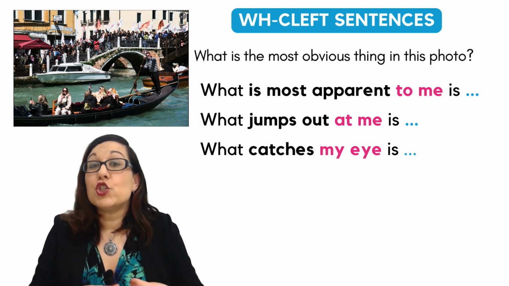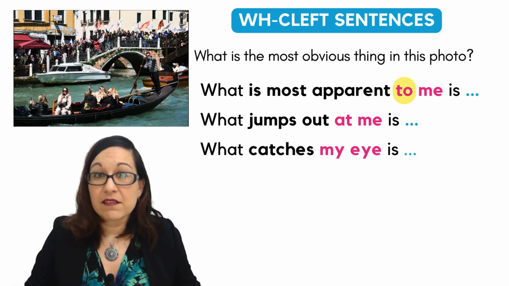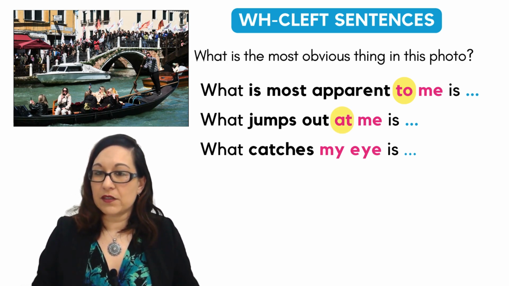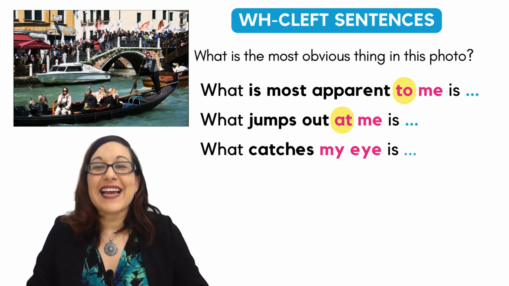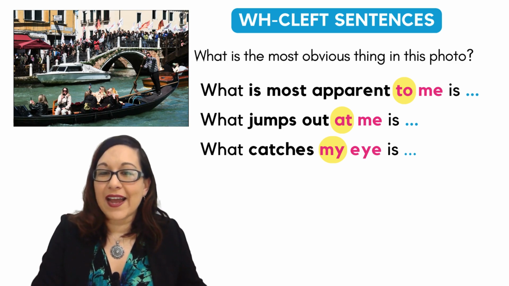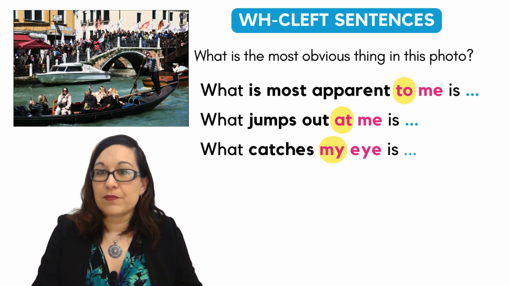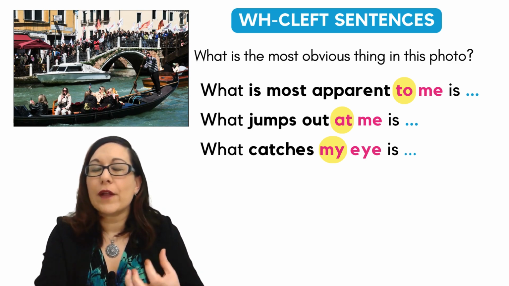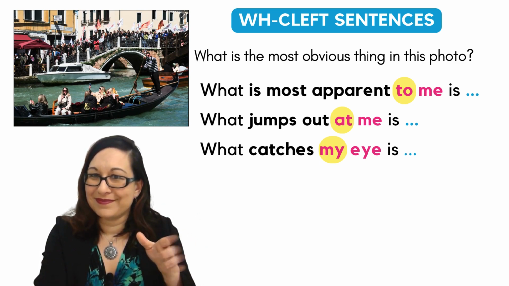Be apparent to someone. What is most apparent to me is... to jump out at someone. What jumps out at me is... and catch someone's eye. What catches my eye is... So we are adding different phrases here to include that concept that we're talking about. It could be different for you.